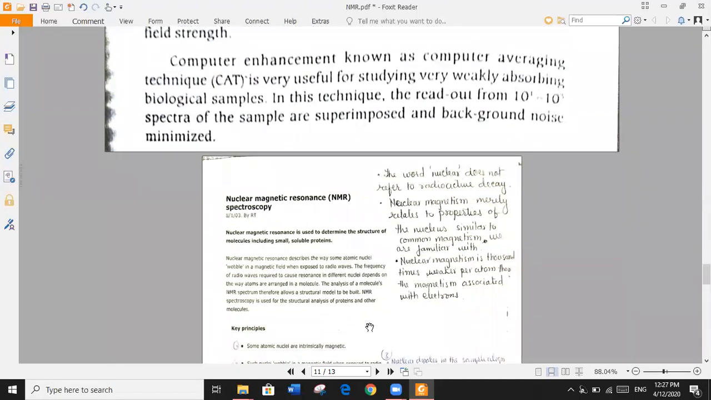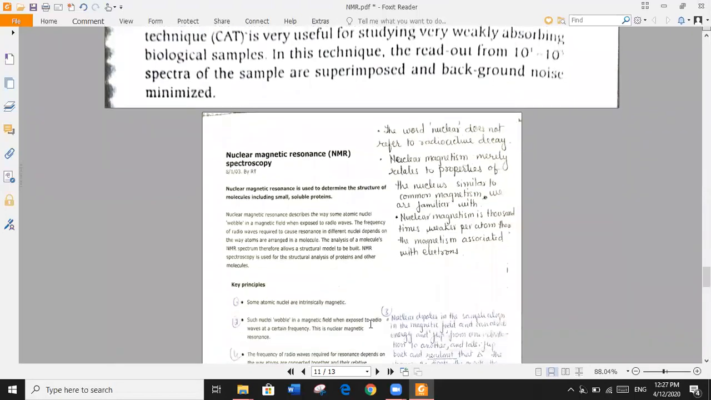This is the summary of nuclear magnetic resonance. Nuclear magnetic resonance is used to determine the structure of molecules, including small soluble proteins. The word nuclear does not refer to radioactive decay. Nuclear magnetism merely relates to properties of the nucleus, similar to the common magnetism we are familiar with. Nuclear magnetism is 1,000 times weaker per atom than the magnetism associated with electrons.